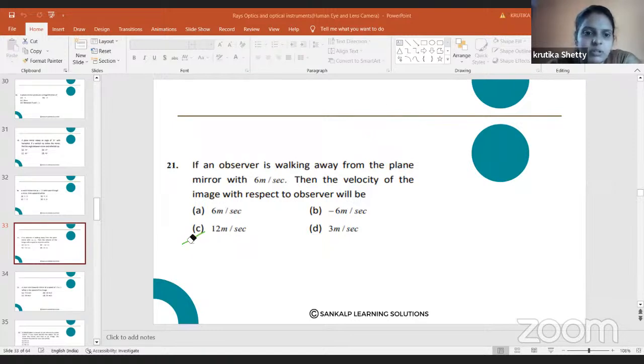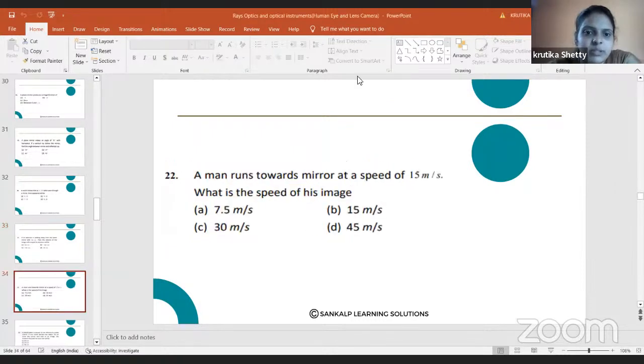Then the next question. So here is your next question. A man runs towards a mirror at a speed of 15 meters per second. What is the speed of his image?